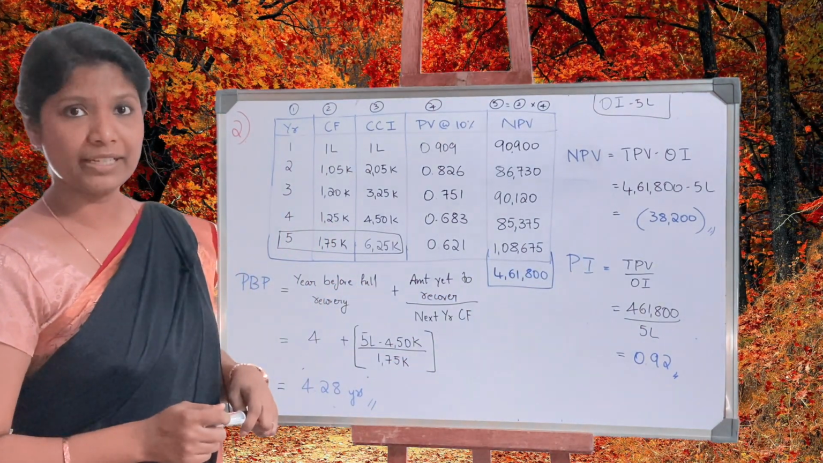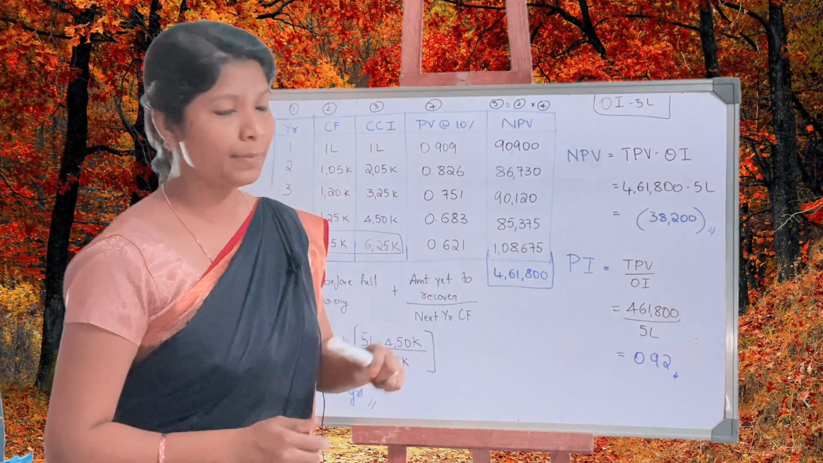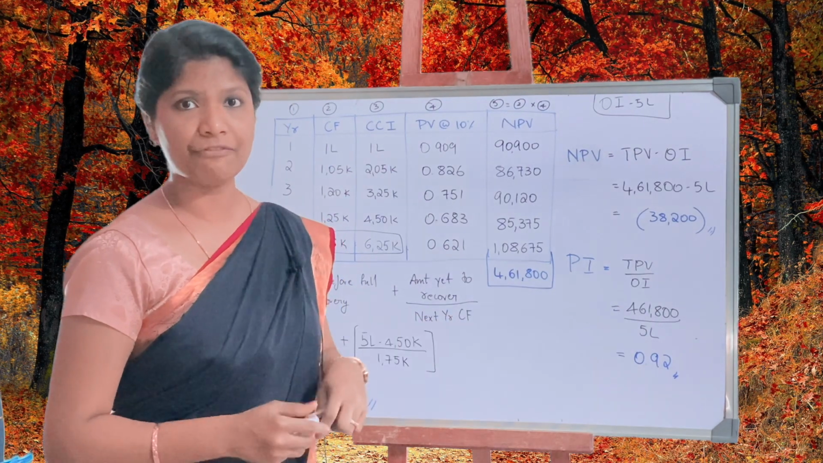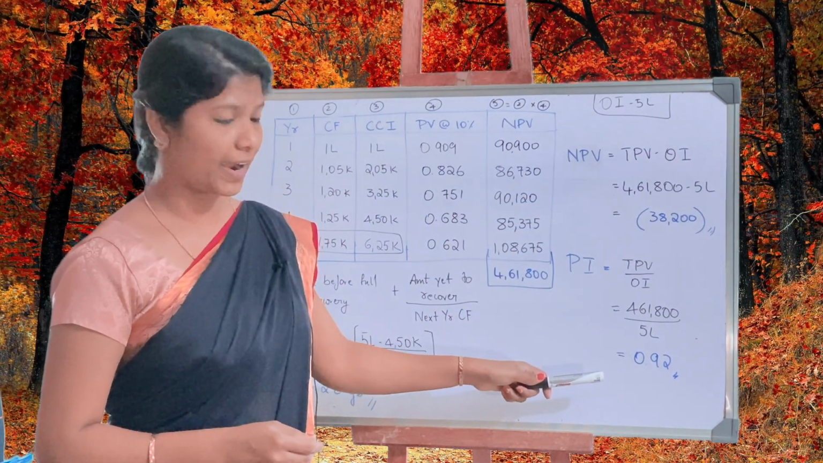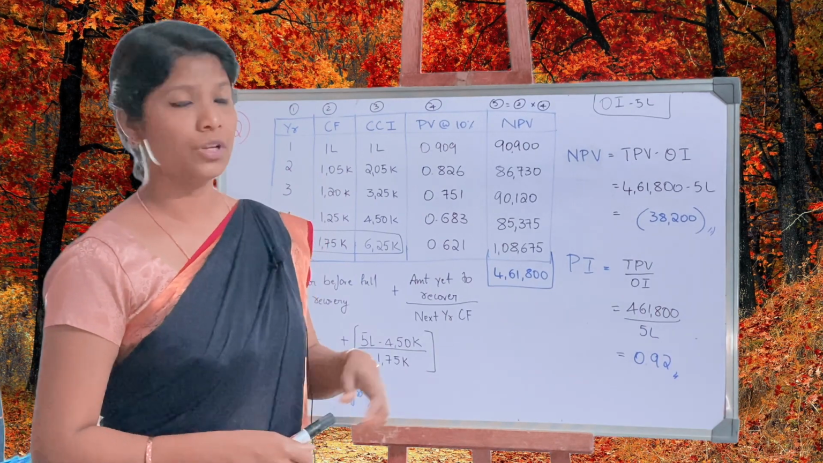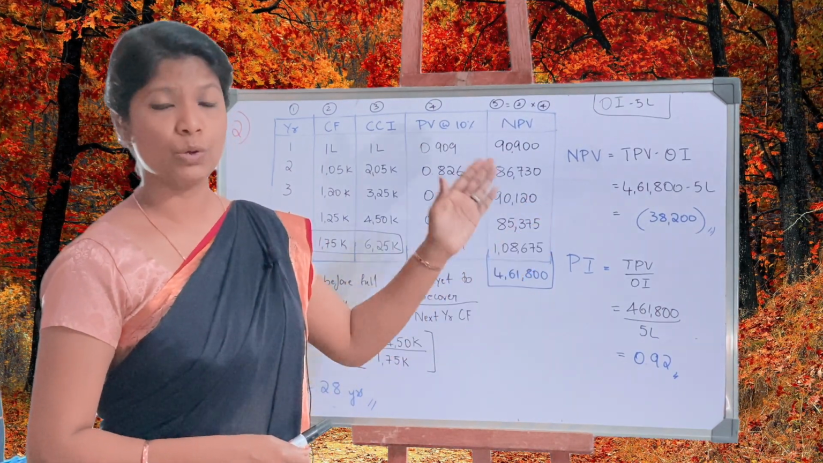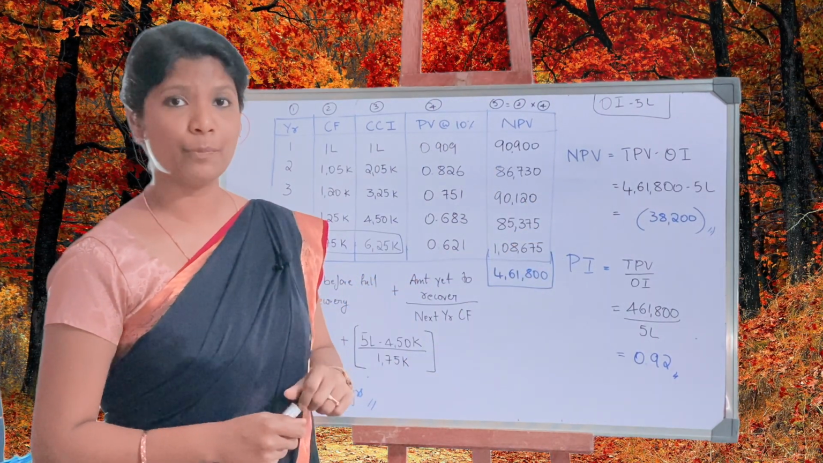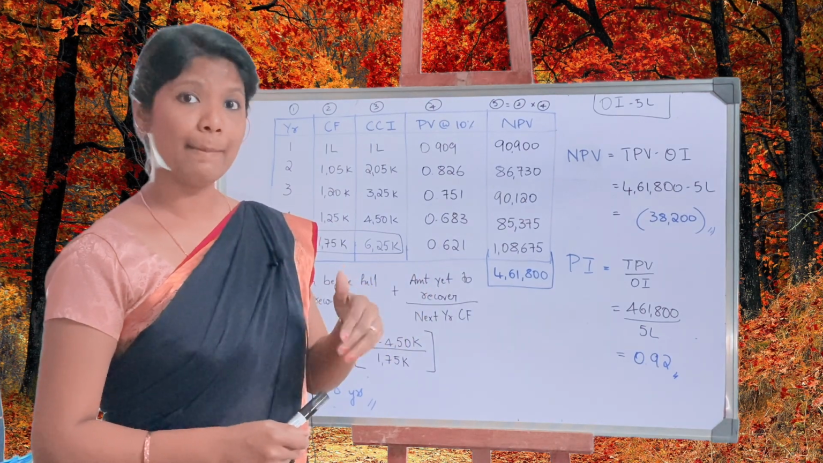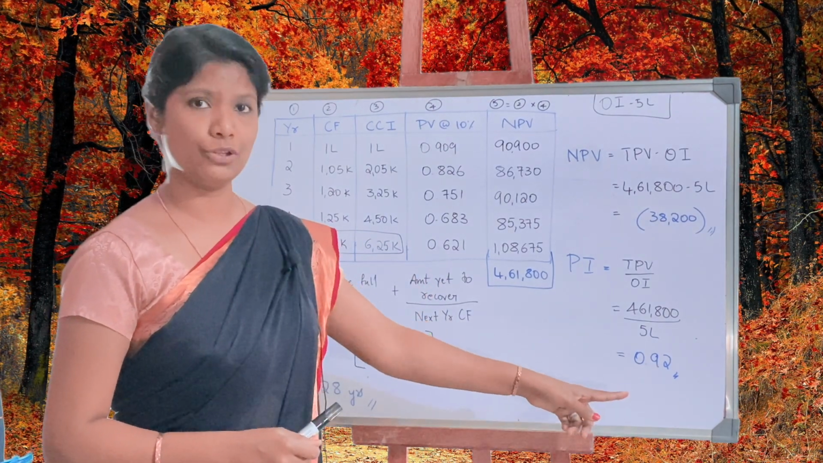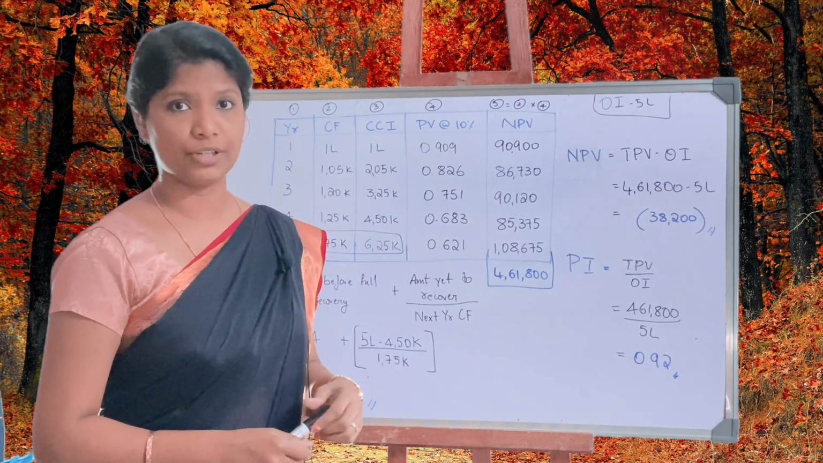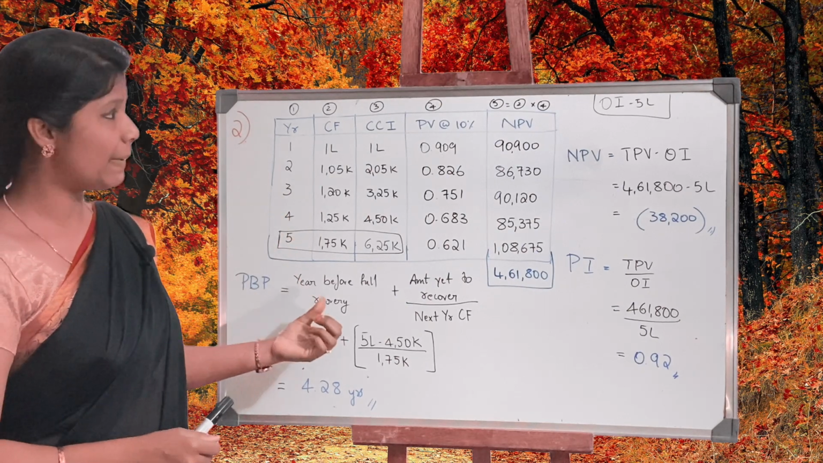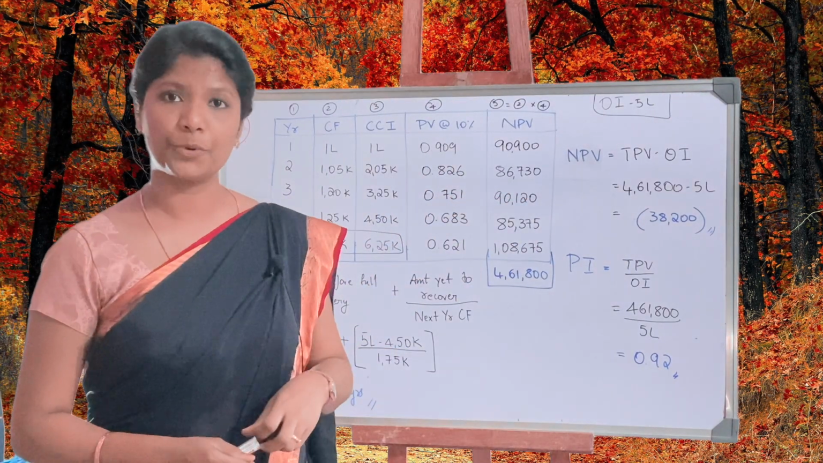Next, profitability index. Total present value divided by original investment comes up to 4,61,800 divided by 5 lakh. Here I am subtracting it, here I am dividing it. The value is 0.92. In order for the NPV to be accepted, what is it? The value must be positive. Here it is negative, so it's rejected. What is the condition for profitability index? The value must be above 1, but the value is below 1, so it's automatically rejected, right? So this is question number 2 that completes all the 3 techniques: payback, net present value and profitability index.